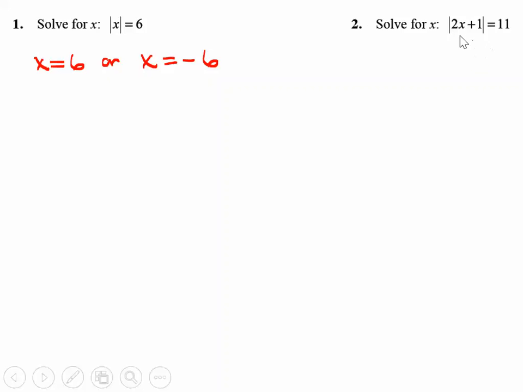This one's a little more complicated, but still the same thing here. How about this? We say 2x plus 1 is equal to a positive 11, just like we did with this one, or 2x plus 1 is equal to a negative 11. We good there?